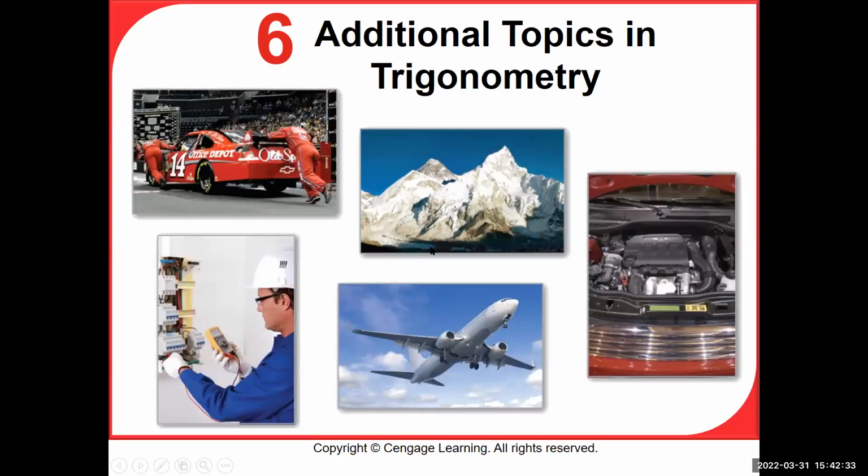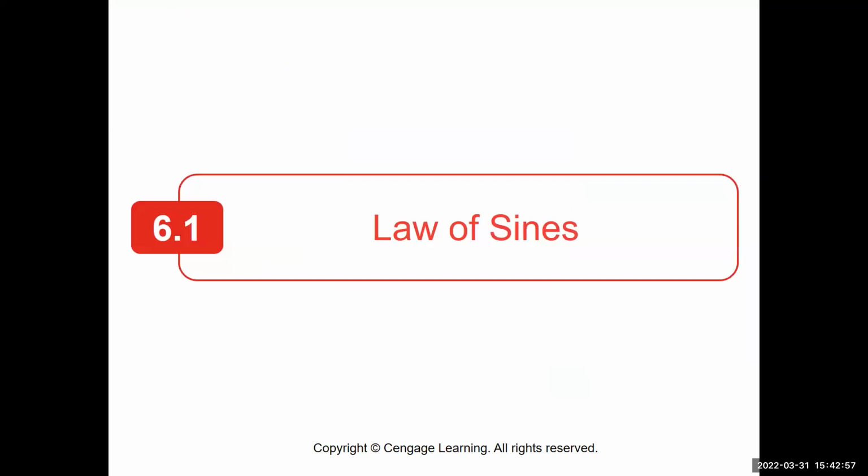Chapter 6. Additional topics in trigonometry. In this chapter, I think you saw it in high school somewhere, we're talking about triangles. To solve a triangle, we're going to use two formulas. One of them is called the law of sines, the other one the law of cosines.